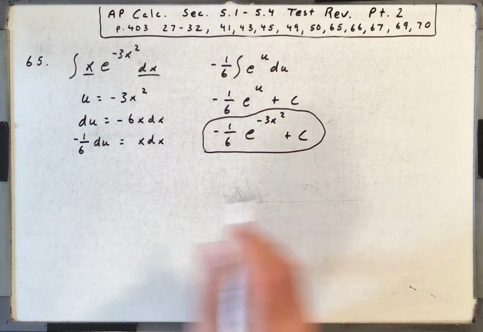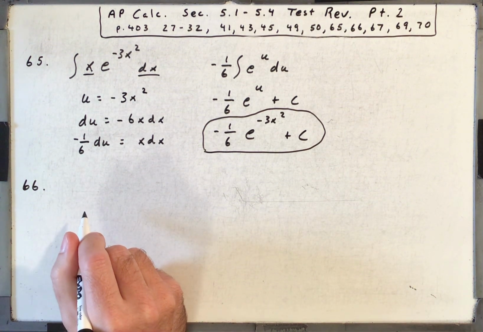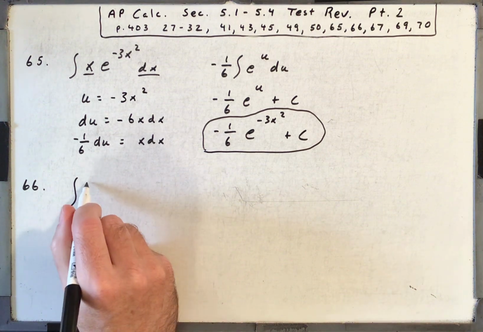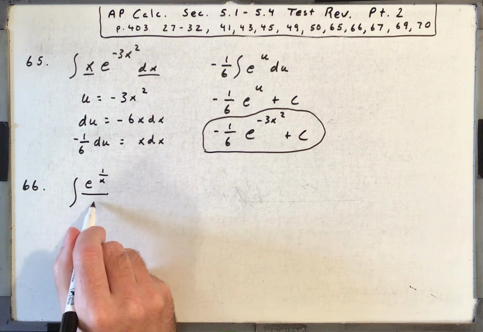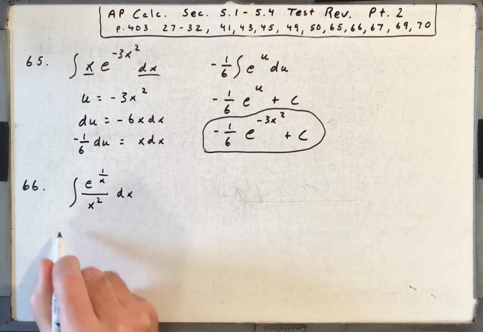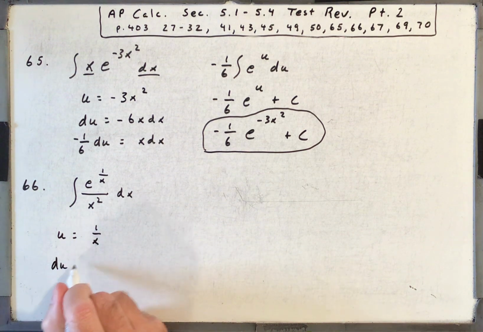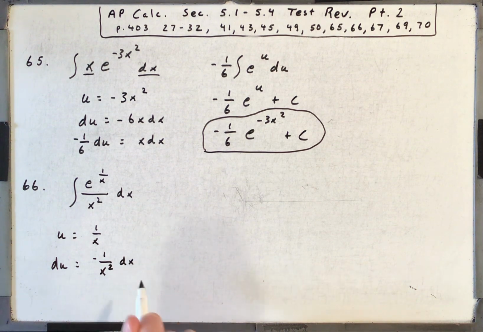All right, 66. This one's not in the back of your book, so you can check to see if you got it right. And this one is maybe a little more difficult to see. But if we let u be 1 over x, then du is minus 1 over x squared dx. Now, you could do that by making it x to the minus 1, but this is what it is if you turn it back into fractions and positive exponents.